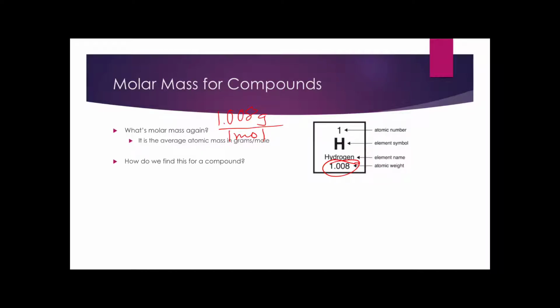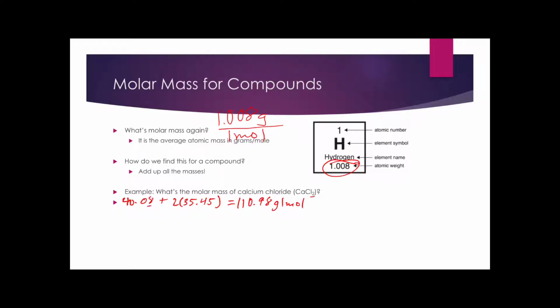So how do we find this for a compound then? Well, we're just going to look at the individual elements and then add up their masses. So let's do that. We want to know what the molar mass is of calcium chloride, CaCl2. So Ca, calcium, is 40.08. And chlorine, I have 2 of them, so I'm going to do 2 times the mass of chlorine, so it's 35.45. And then you add that all up, you plug into your calculator, and you get 110.98 grams per mole.